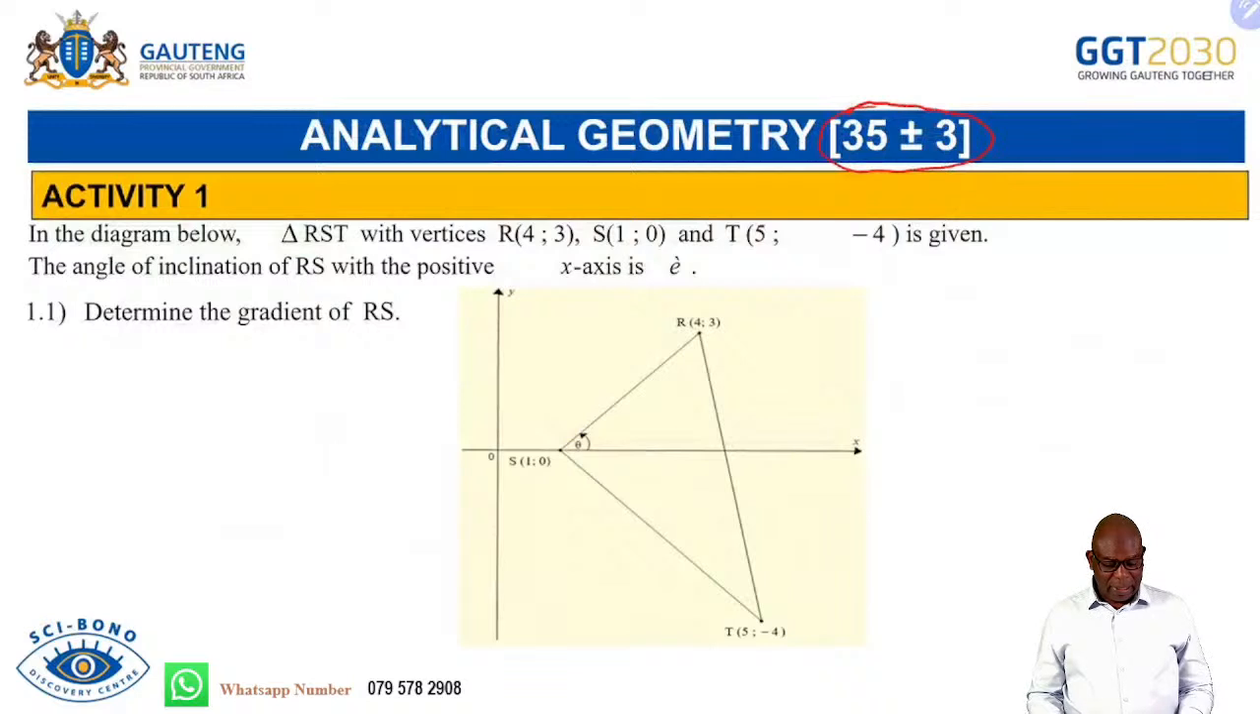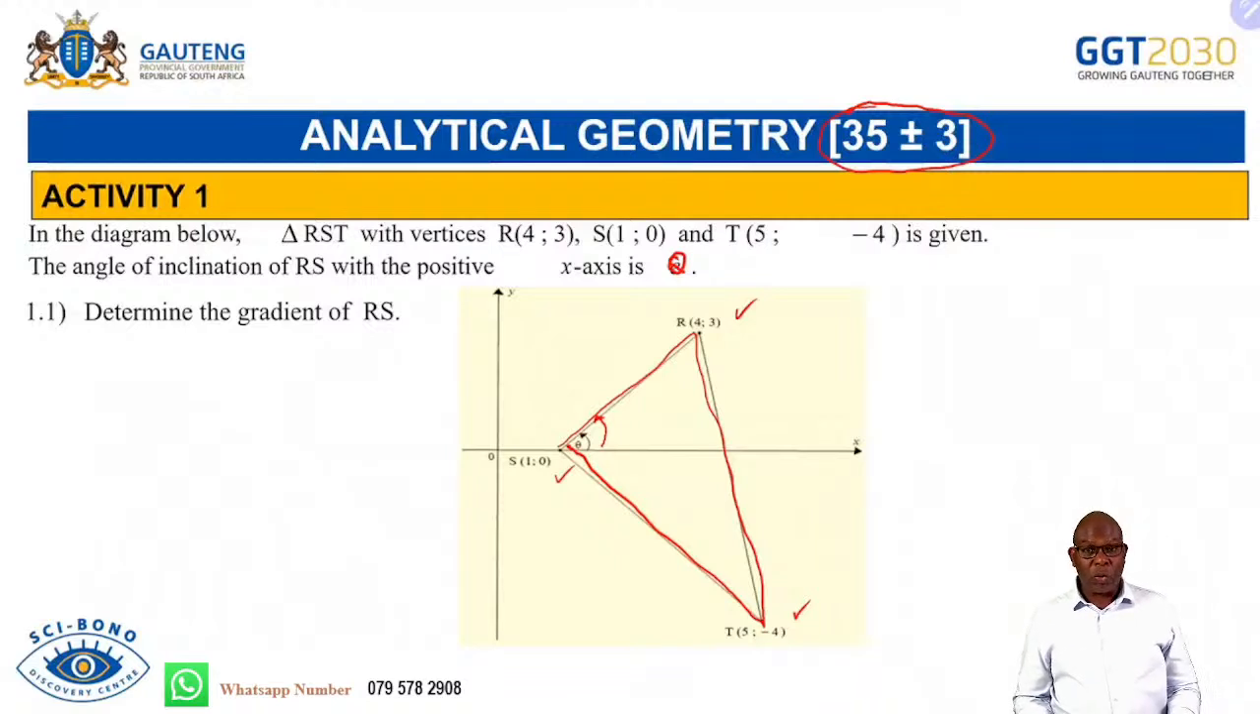The first one says, in the diagram, the triangle RST. You are given the coordinates of R, 4 and 3, S, which is 1 and 0, and T, which is 5 and negative 4. The angle of inclination with the positive x-axis is theta. Can you see that the angle is between the line and the x-axis? So I'm going to use the formula m equals tan theta.